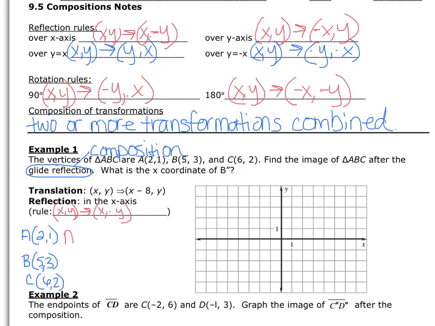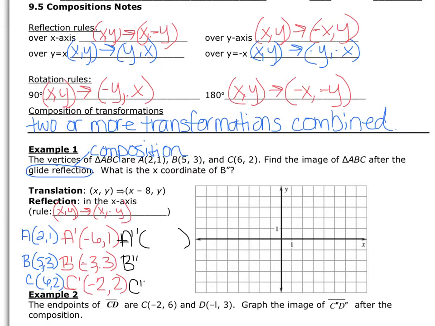All right, so A prime. The first one I'm going to do is the translation. So I'm going to subtract 8 from 2 and get negative 6. My y is going to stay the same. B prime, subtract 8 from 5 and the y stays the same. C prime, subtract 8, and the y stays the same. So there's your translation. Now we have to find A double prime, B double prime, C double prime, and so on. So the reflection rule is x stays the same, the y becomes opposite.